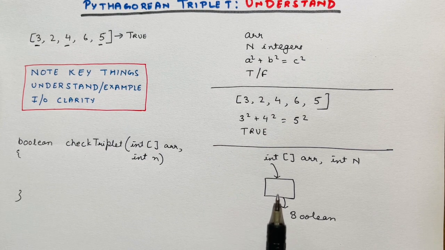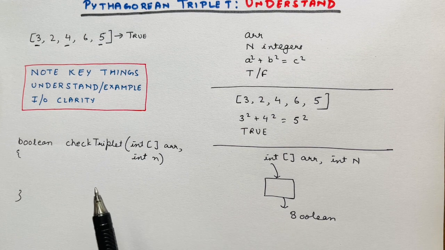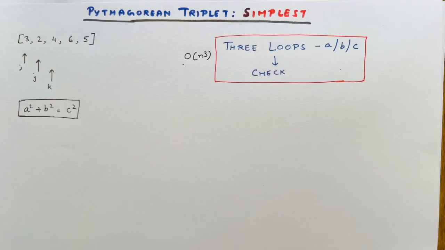So if we consider our solution as a black box, the input that we are getting is an array of size n and we have to return a boolean. So what will our function signature look like? Our function signature will look like this. Let us see what is the simplest way in which we can approach this problem.